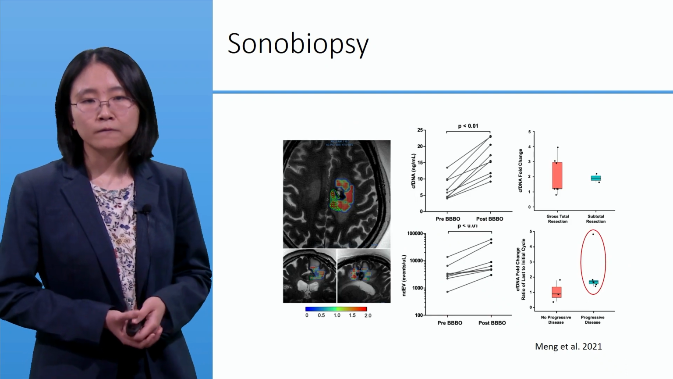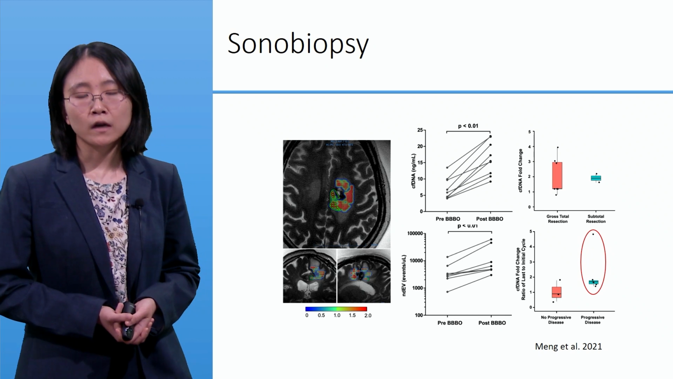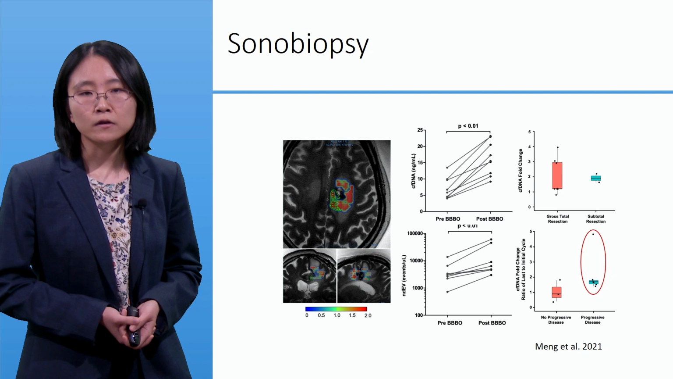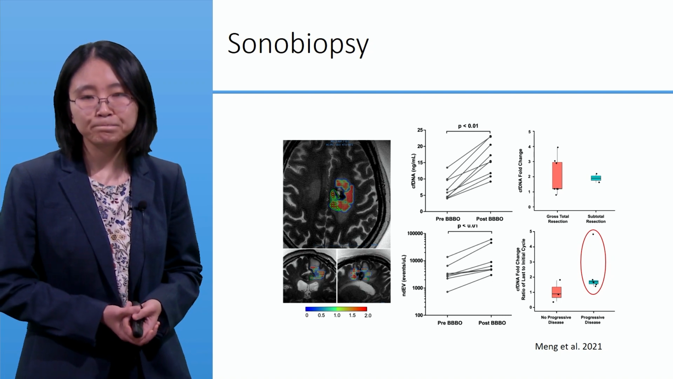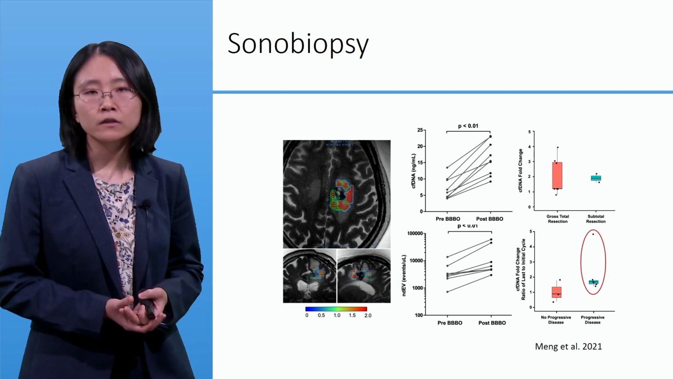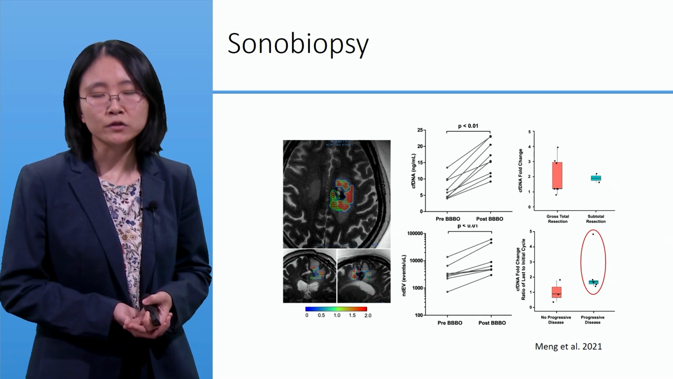Based on this feasibility study, we tested our blood samples in patients with high-grade gliomas who underwent focused ultrasound BBB opening during their adjuvant chemotherapy phase. And we found that after BBB opening, there was a significant increase in cell-free DNA compared to before their procedure.